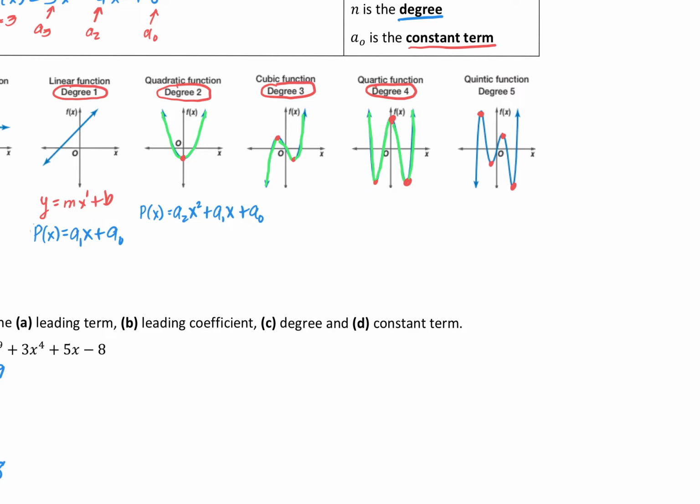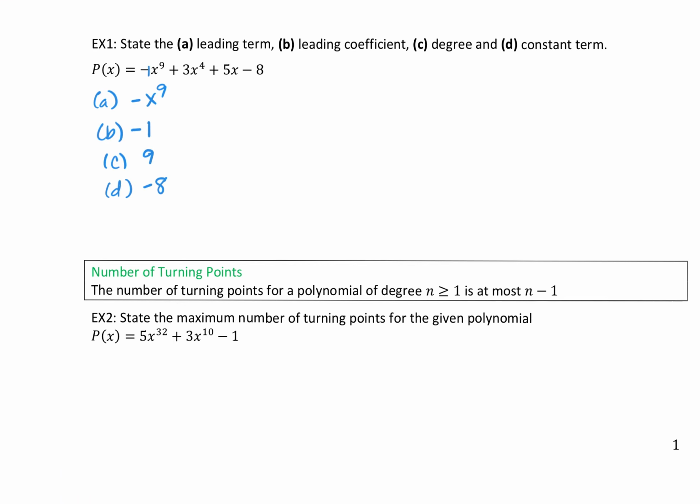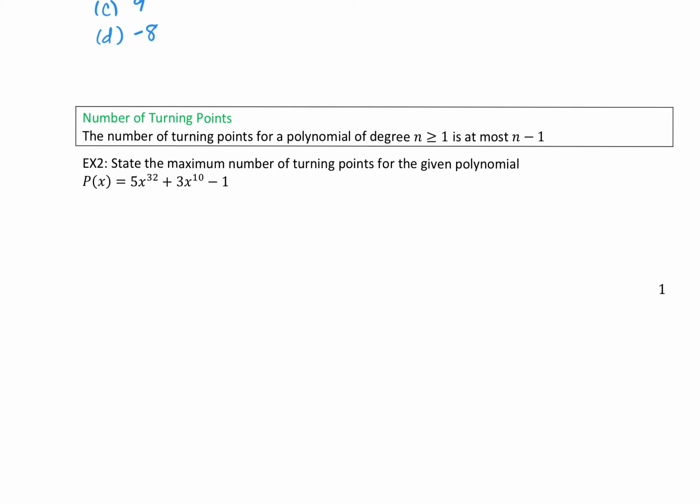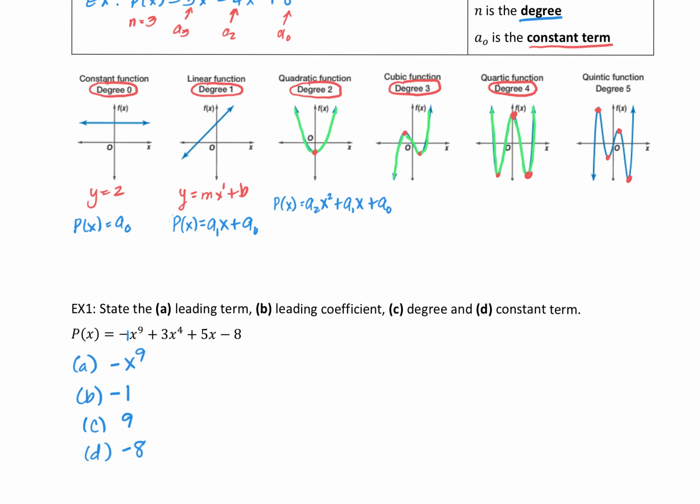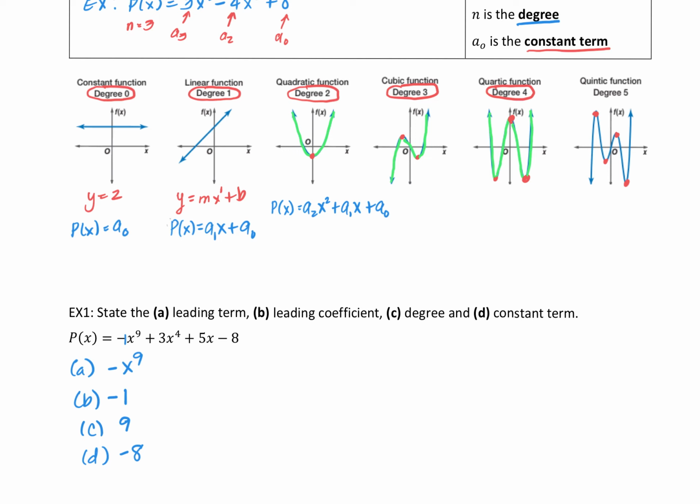And that brings us to this little box at the bottom. It says the number of turning points for a polynomial of degree n greater than or equal to 1 is at most n minus 1. So if we look back up at the linear of degree 1, so this is degree n greater than or equal to 1, and that's the one that I didn't look at. So this is degree equal to 1. N minus 1 is going to be 0. So degree 1 has 0 turns.